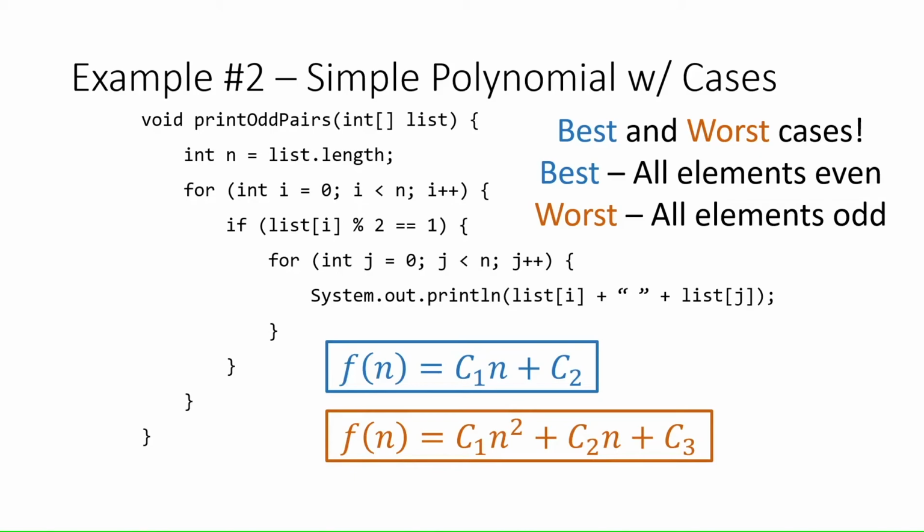So here are our runtime functions for each of these cases. For the best case, we have some constant times n plus some constant, which is going to be on the order of n. And for the worst case, we have some constant times n squared plus n plus some constant, and that's going to be on the order of n squared. So here we have two big thetas, so two functions depending on our case, each with their own big O and big omega, which are the same for each case.